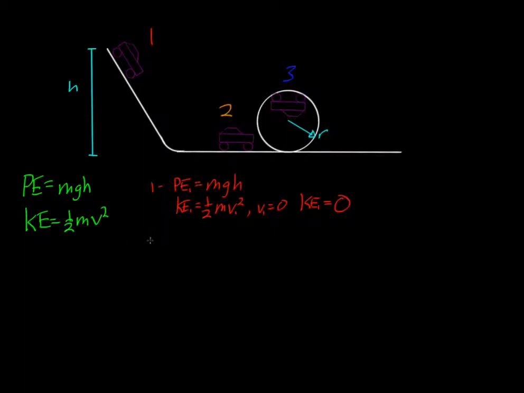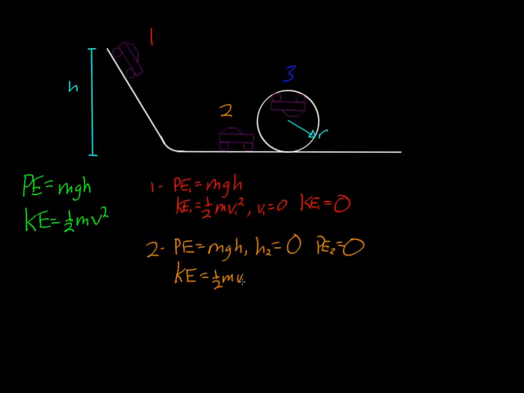At point 2, your potential energy, still the same definition, mass times gravity times height. However, your h at point 2 is equal to 0, so therefore your potential energy at point 2 is equal to 0. Okay. However, your kinetic energy at point 2 is not equal to 0. It's defined as 1/2 mass times velocity at point 2 squared.